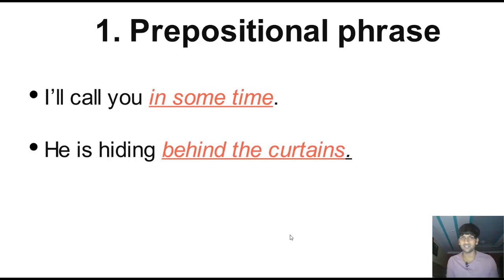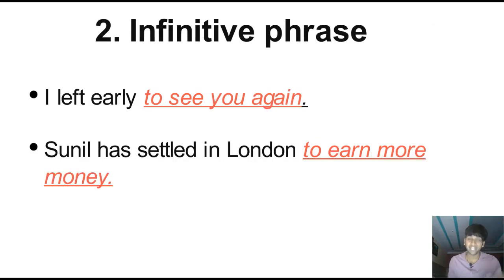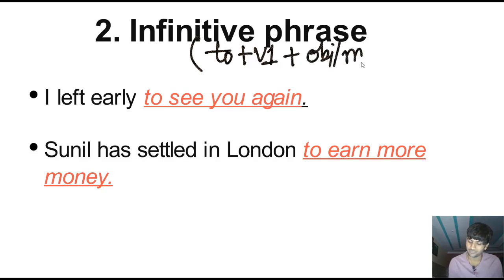Hence, we are calling them adverbial phrases. All right. Beautiful. Next, infinitive phrases. These are phrases that start with an infinitive, that is, to plus the base form of a verb, followed by an object or a modifier or both. All right, this is what an infinitive phrase looks like. Okay, let's look at the examples.